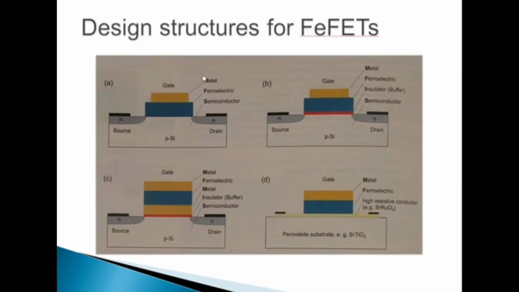There are different design structures. The first one is the MFS structure, metal ferroelectric semiconductor. The second one is the metal ferroelectric insulator semiconductor structure. The third one is the metal ferroelectric metal insulator semiconductor field effect transistor structure. And the last one is metal ferroelectric with a high resistive conductive material as a gate structure. In the next slide, we will talk about these structures.